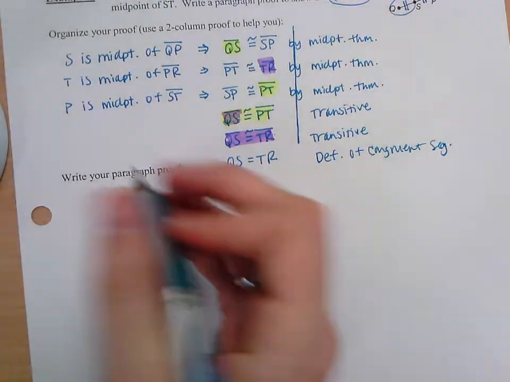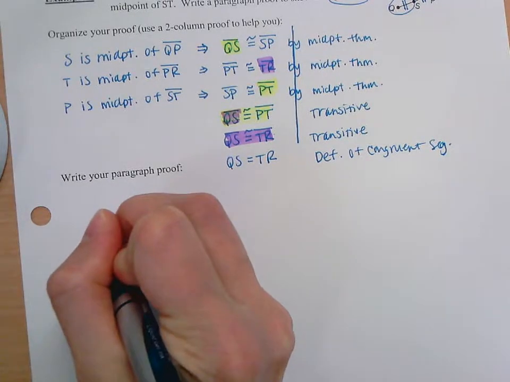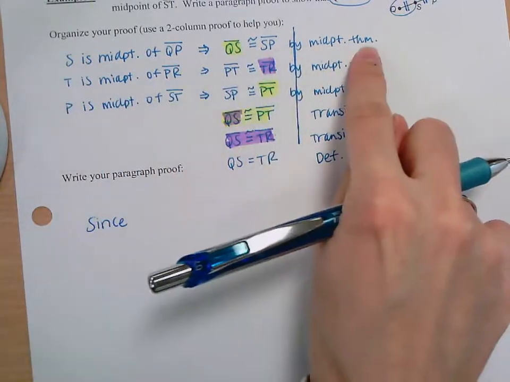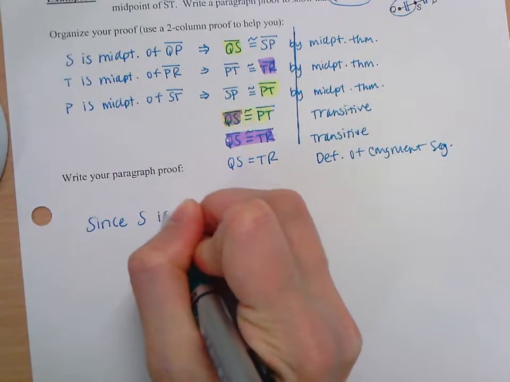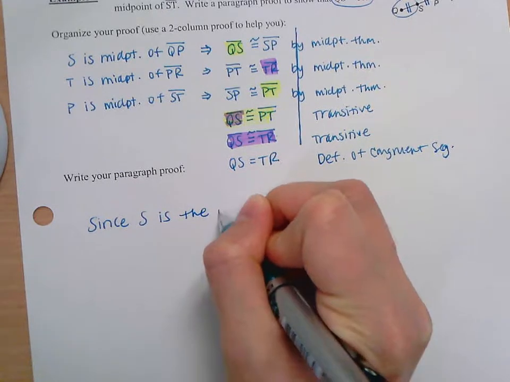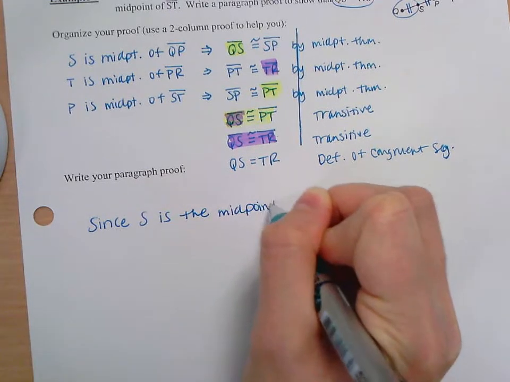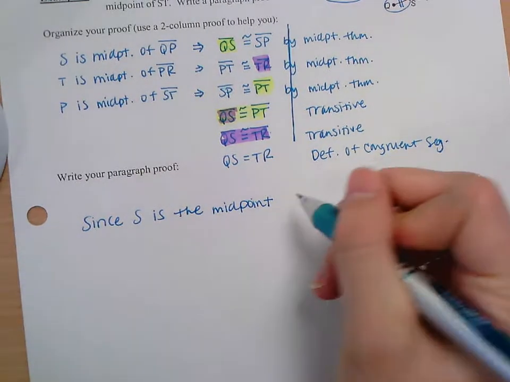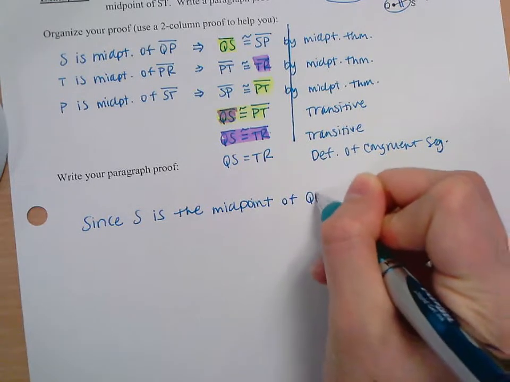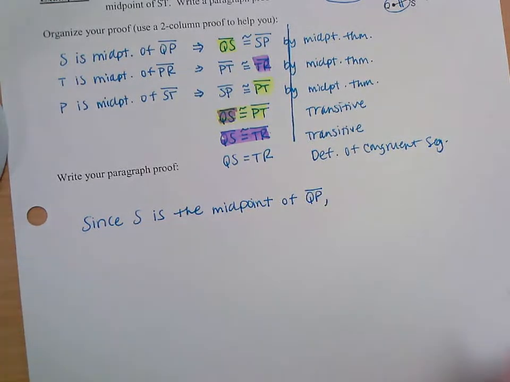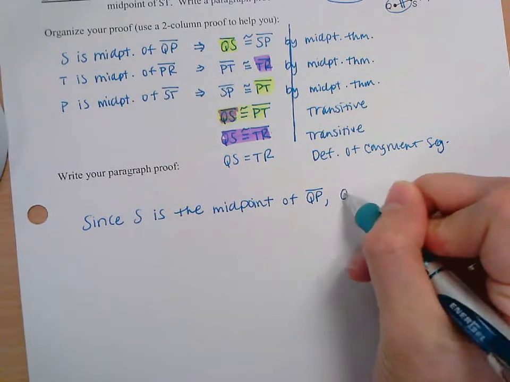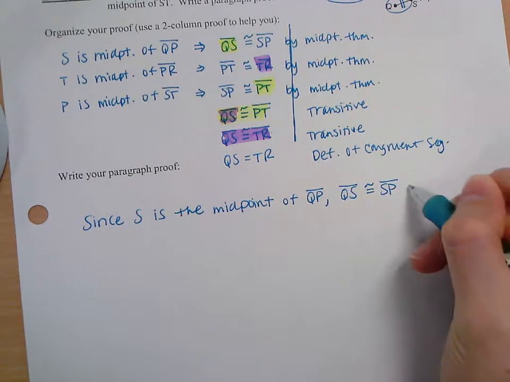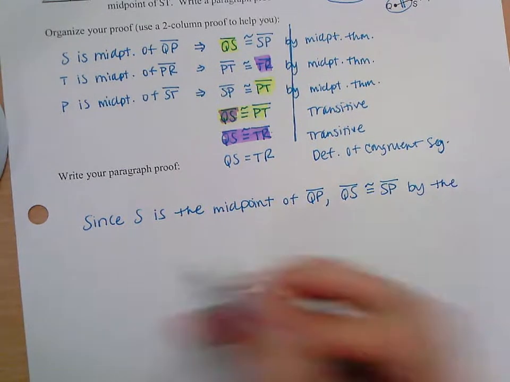So I'll start out, I'll say since, I'm going to state this line first. So since S is the midpoint, so now I'm not abbreviating things because I'm actually writing out a paragraph. So since S is the midpoint of segment QP, comma, segment QS is congruent to segment SP by the midpoint theorem.